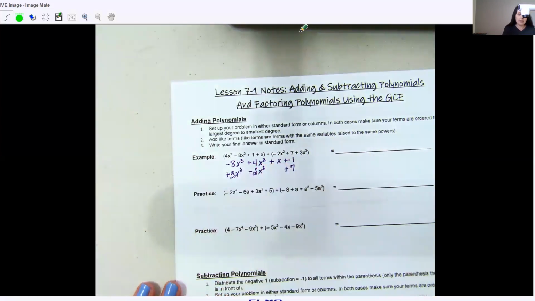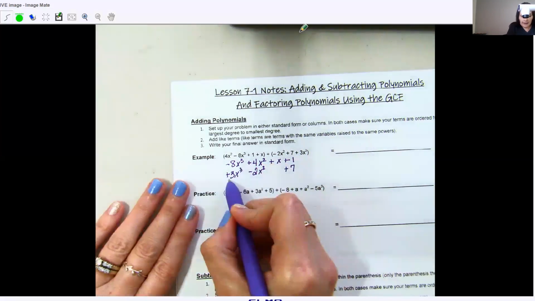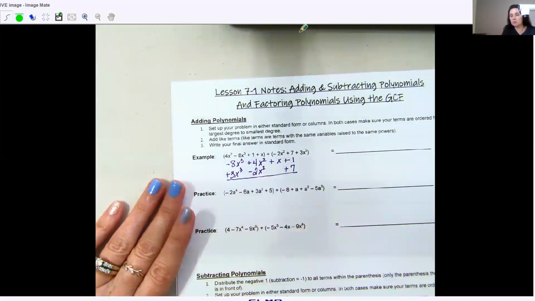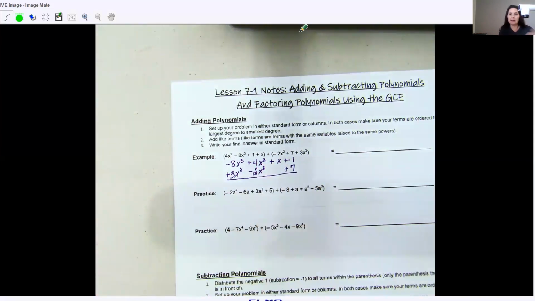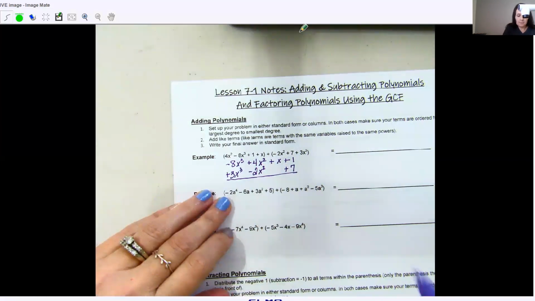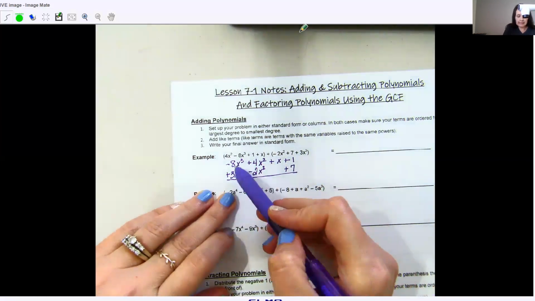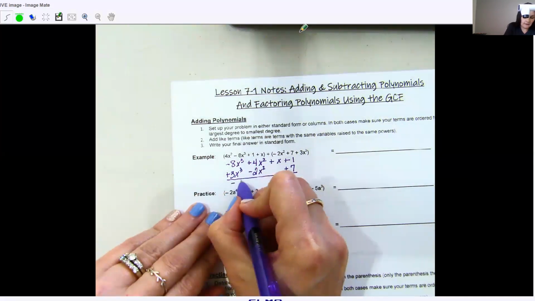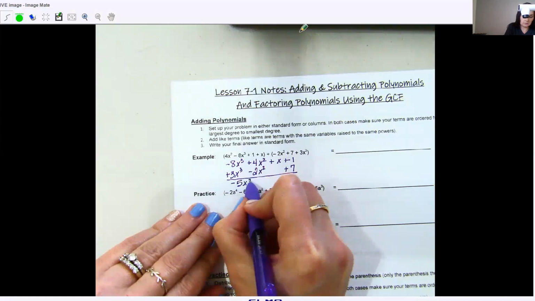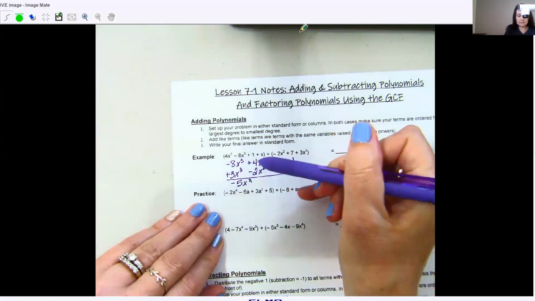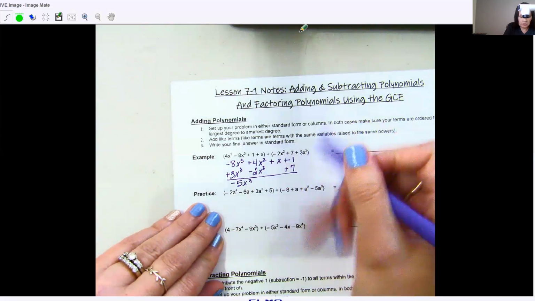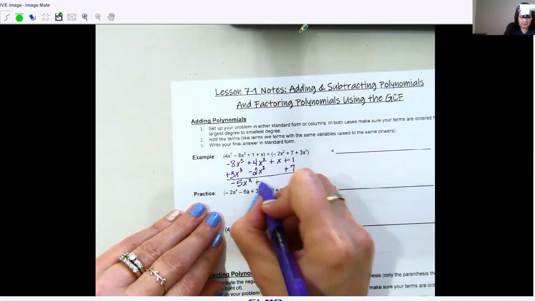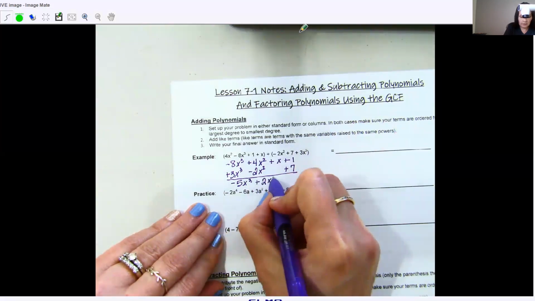Okay. And so then I can add these just like I would an addition problem, like we did in 2nd grade where we added 7 plus 2 when we wrote them in columns. So this is a negative 8 plus 3. So I have a negative 5x cubed. Okay. This is a positive 4 minus 2. So I have a positive 2x squared.